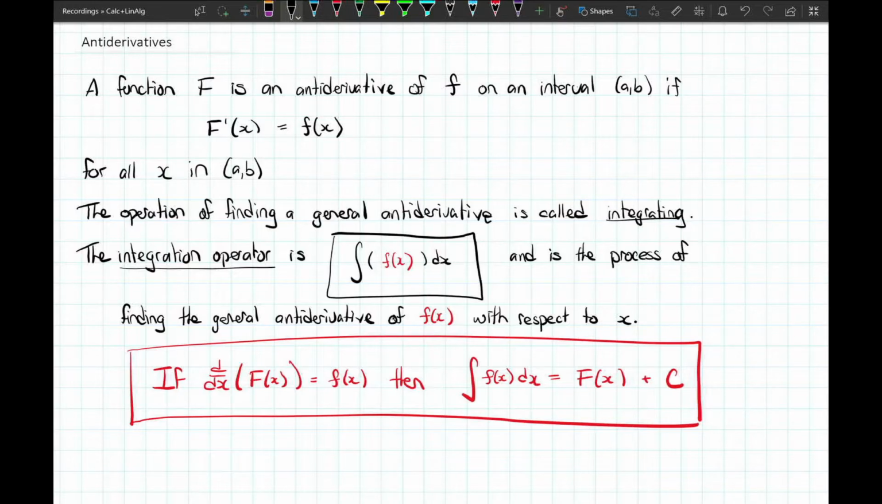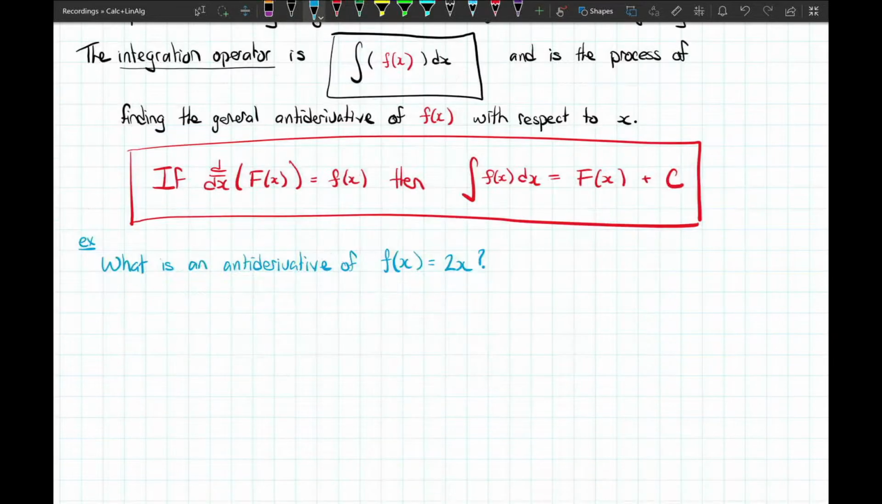Now, why is that? Let's stop and think for a second. Let's say we wanted to find the antiderivative of the function 2x. Based on the definition of what an antiderivative is, I should be looking for a function that has a derivative equal to 2x, and that would be the x squared function. And sure enough, that is an antiderivative of 2x.